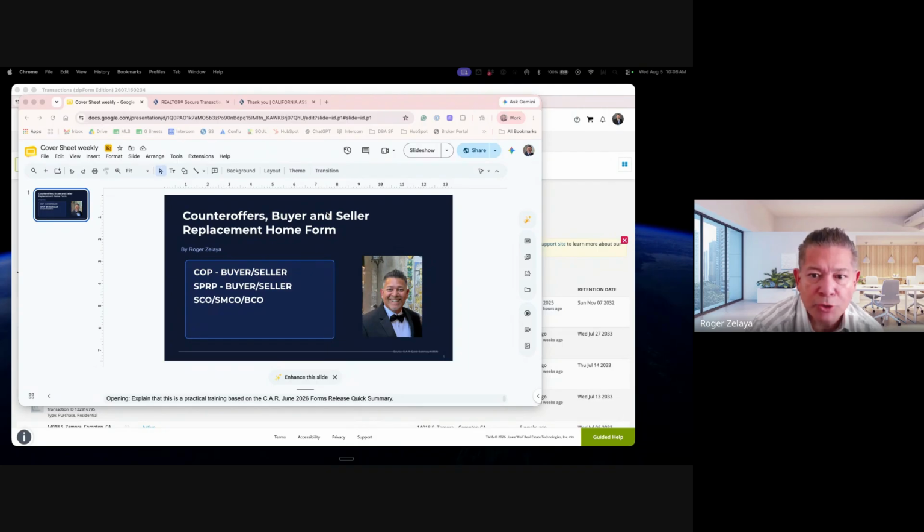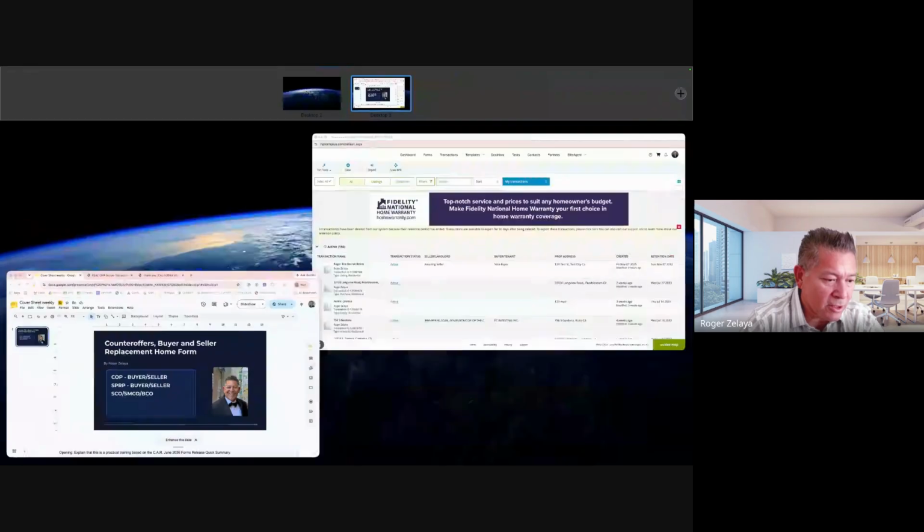So today's training is going to be around counteroffers, the buyer and seller replacement home form. These are forms that you want to fill out differently depending on who you represent. We're going to go into the SPRP and COP from a buyer's agent perspective and seller's agent perspective. Same with the COP. So we might as well get started now.